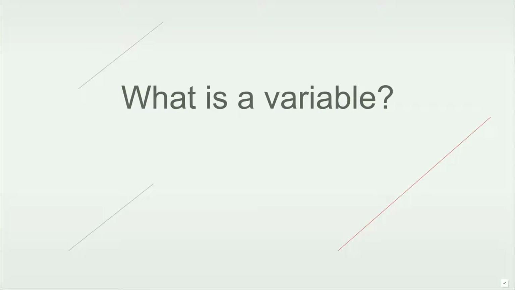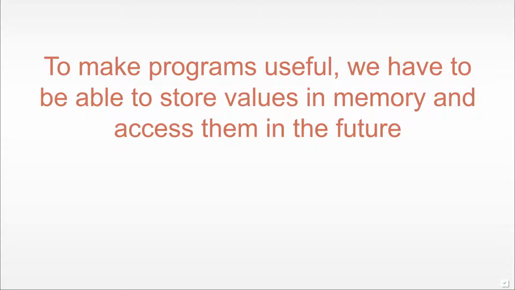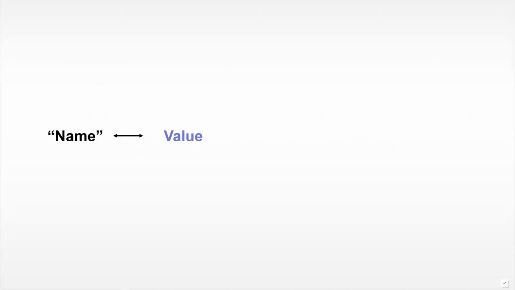So let us say a few more words about what exactly is a variable and how is it different from a value. To make programs useful, we have to be able to store values in memory. These values can be numbers, they can be strings, they can be booleans. And then we have to be able to access them back and get them at some stage in the future. And this is where variables come in. These values would be associated with names of variables, which we can then use to retrieve them as they're needed.